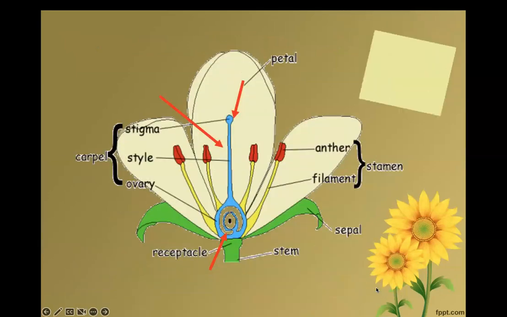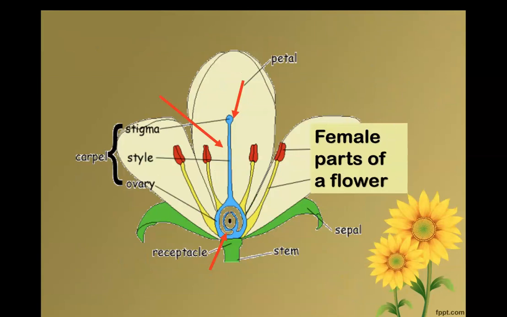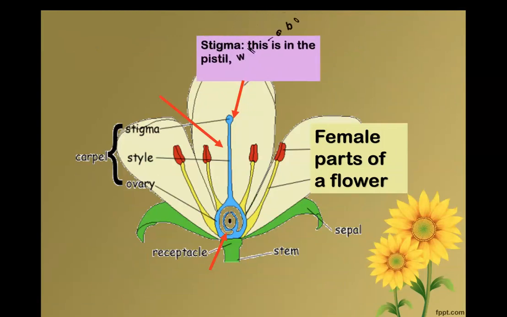Now let's discuss each of them. We first go to the female parts of a flower. What are they? One is the stigma. The stigma is sticky. Stigma is in the pistil. This is the pistil, the long stalk here, where pollen germinates. You know what germination is, when the seed is about to start growing.